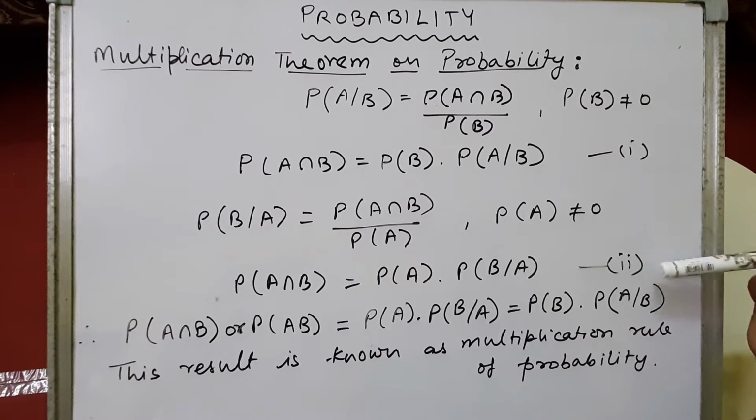Now when we equate the first and second equation, we'll get the value of probability of A intersection B, or probability of AB. When no sign is there, that means intersection is there, right? So this will be equal to probability of A into probability of B upon A, or probability of B into probability of A upon B. Now this result is known as the multiplication rule of probability or multiplication theorem. Alright children, please note down.